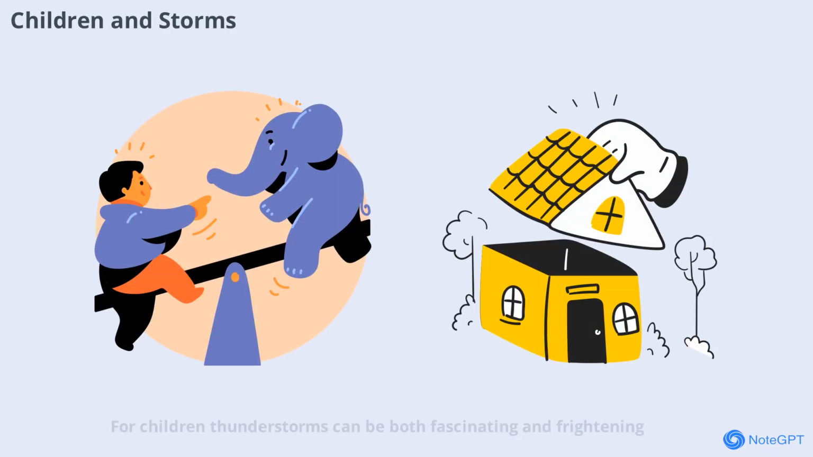For children, thunderstorms can be both fascinating and frightening. Parents can help by explaining what causes storms and reassuring kids that they're safe indoors. Watching storms together can be an opportunity to learn about science and the natural world. Encouraging curiosity and providing comfort can turn a scary experience into a memorable and educational one.